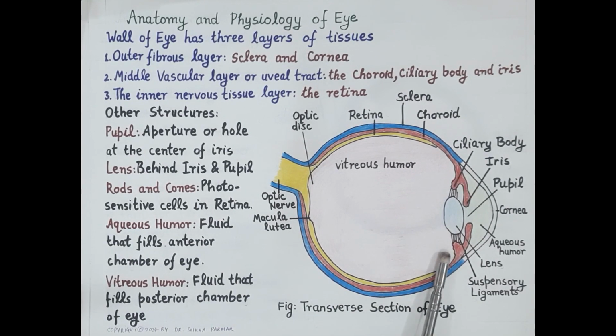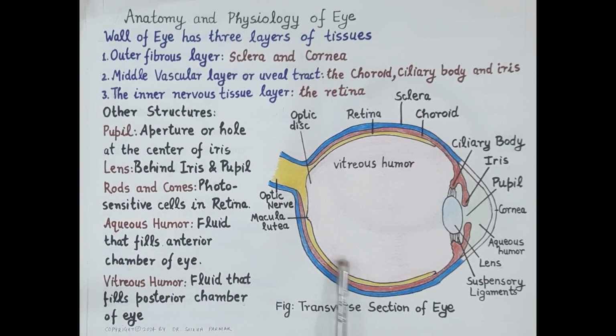Now, when the ciliary muscles of the ciliary body contract, the thickness of the lens increases. The lens becomes thick. Now, the lens becomes thick to focus near objects on the retina, while it becomes thin to focus the distant or the far objects on the retina. So, this is the function of the lens.